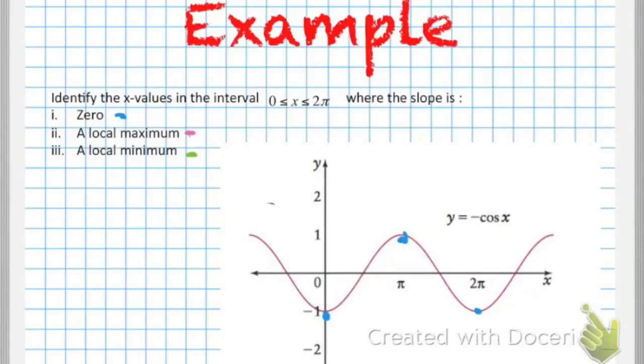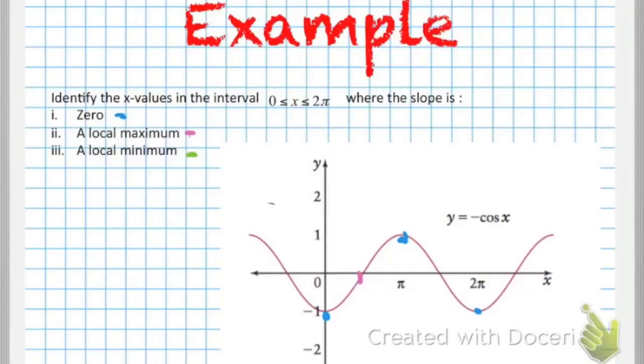Now for the local maximum, we know that the maximum or minimums of the slope occur at the x-intercepts. So for a local maximum, we can just go through all of them. Now, the slope at pi over 2, it increases and then it decreases. Now we know that if it increases to decreases, it's a local maximum. So pi over 2 is a local maximum.